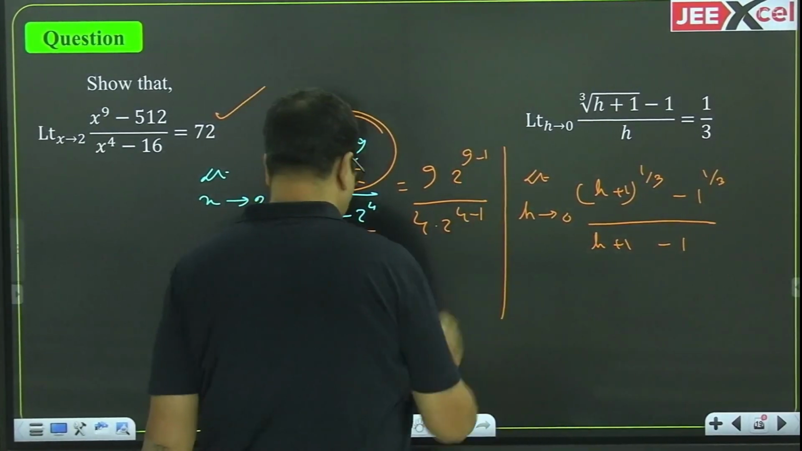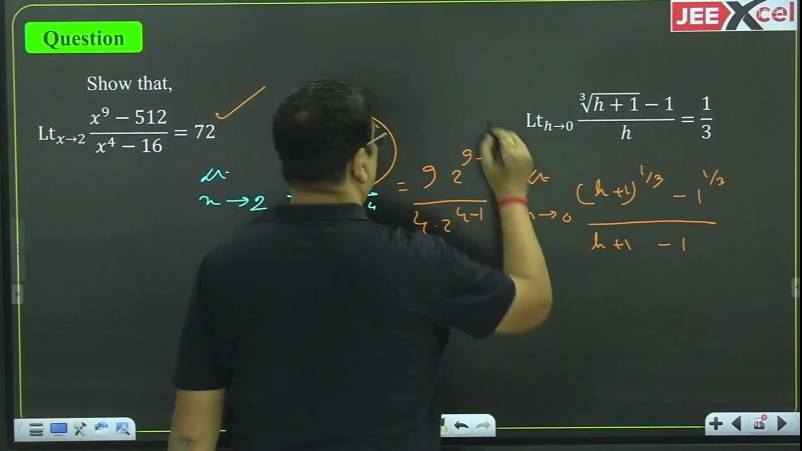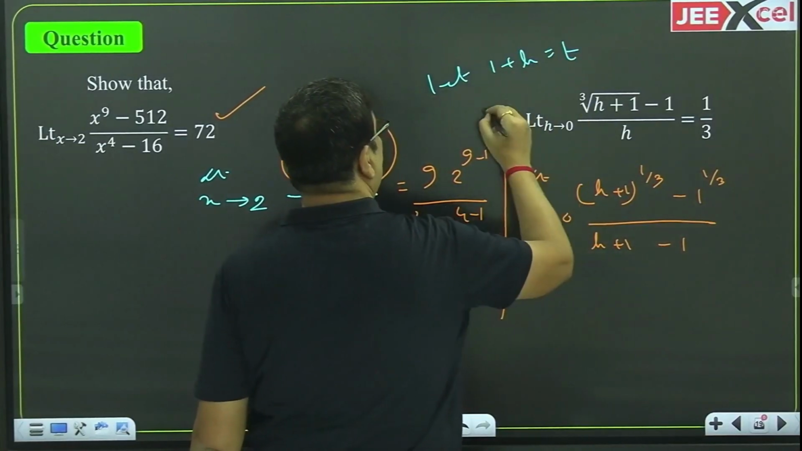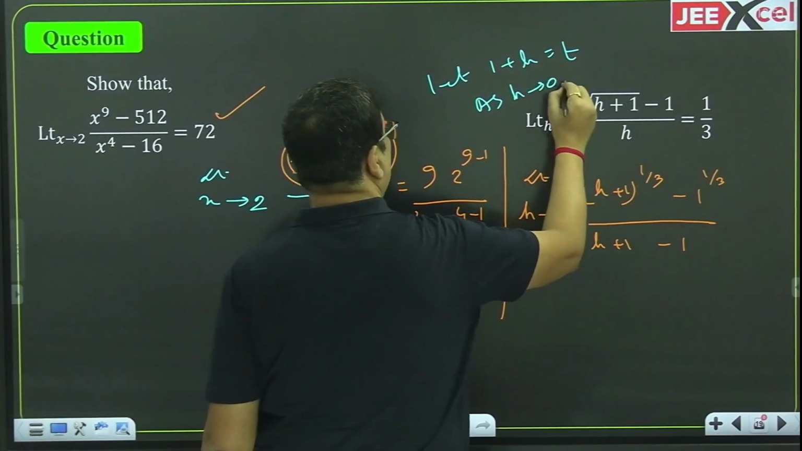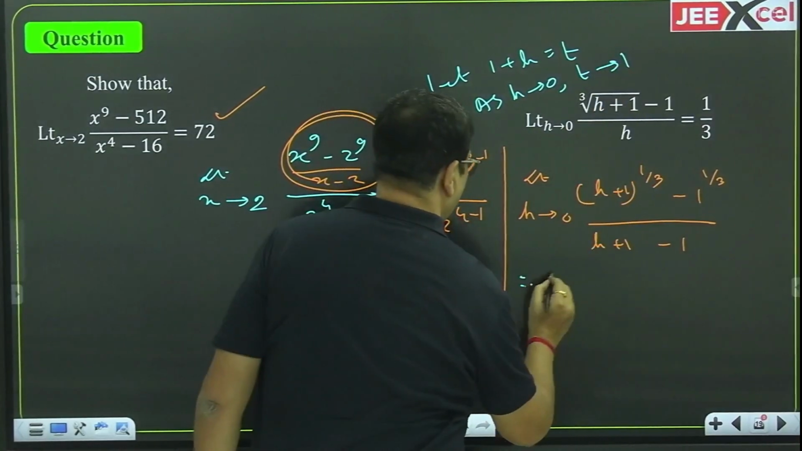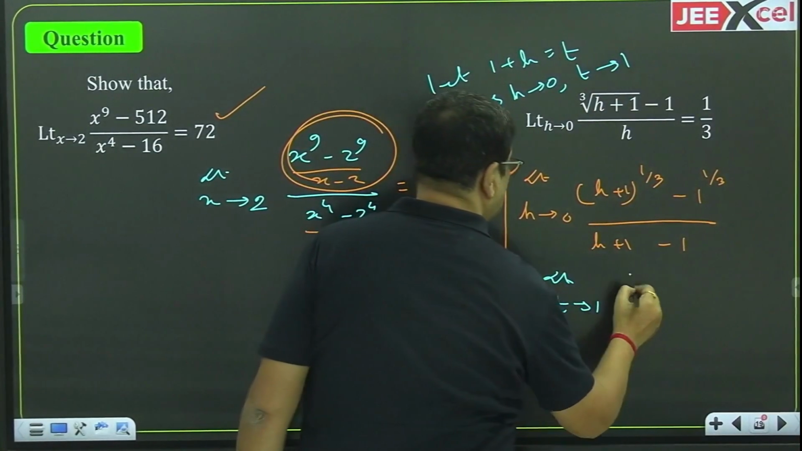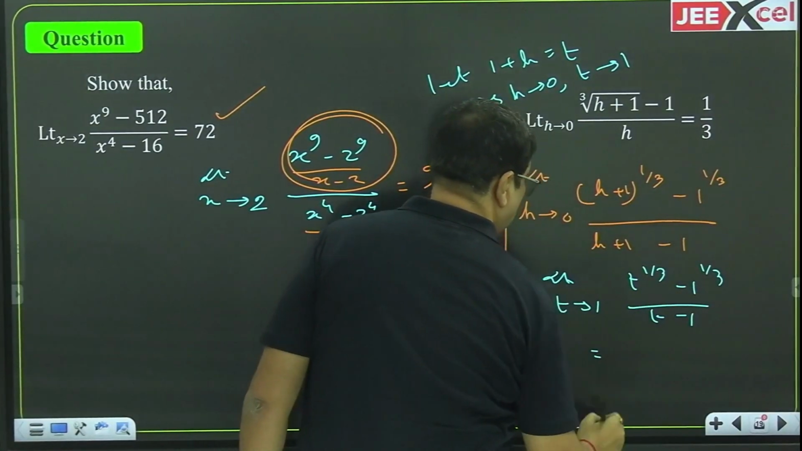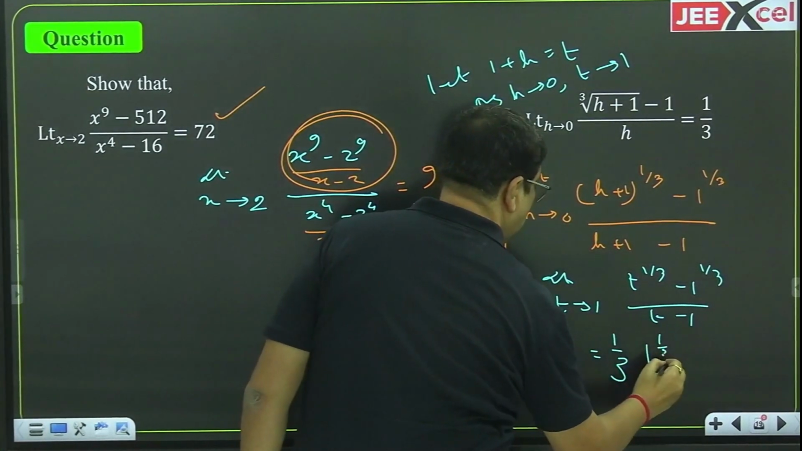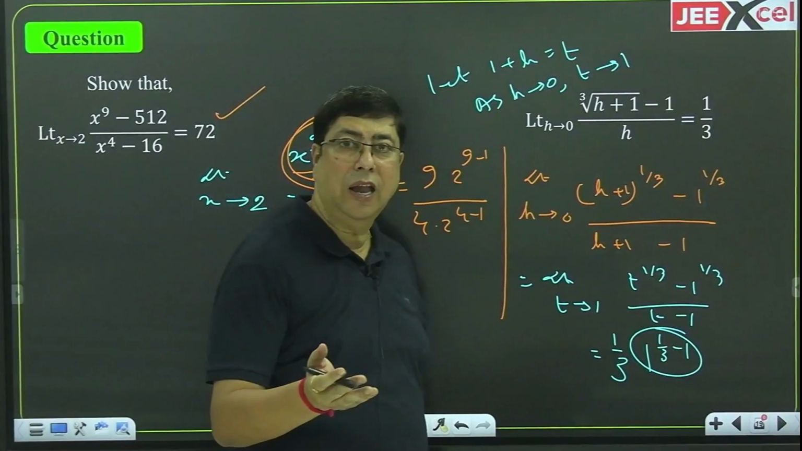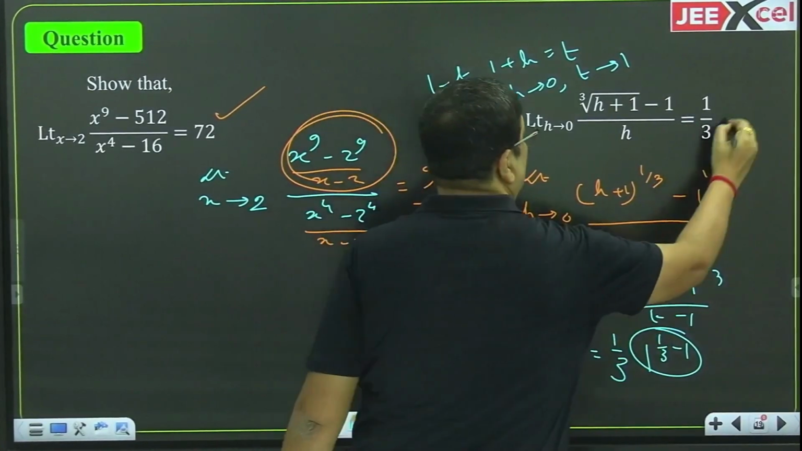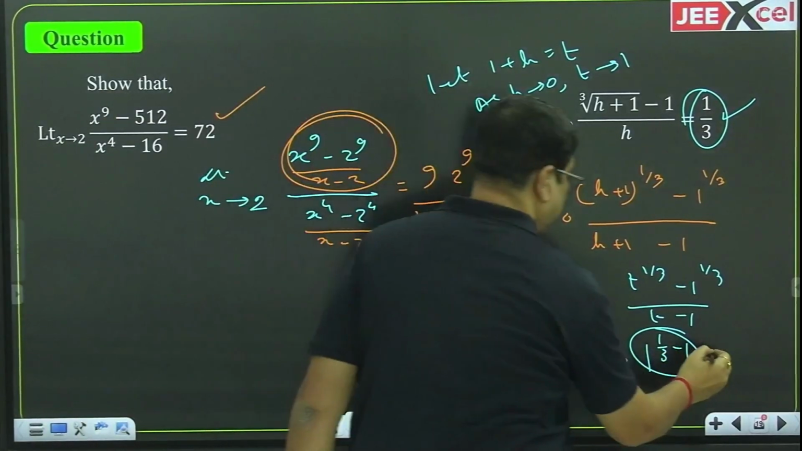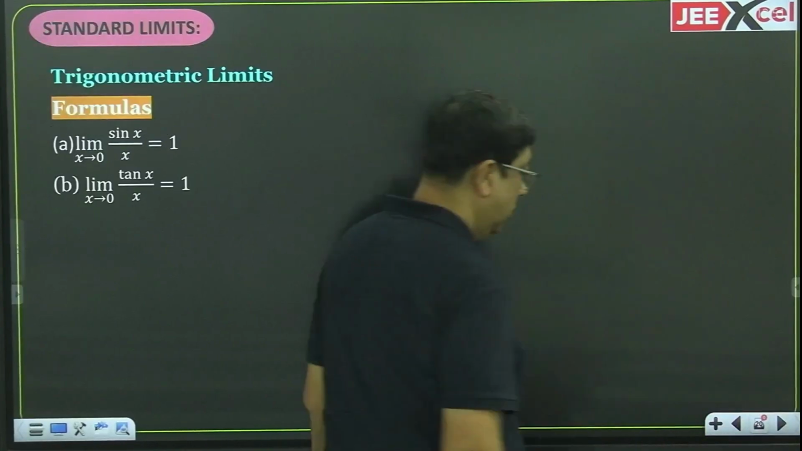So in this case, let 1 plus h equal to t. As h tends to 0, t tends to 1. Therefore we can write this limit t tends to 1, t to the power 1/3 minus 1 to the power 1/3 by t minus 1, that is n a to the power n minus 1. 1 to the power anything is a real number. The answer is coming 1/3. So this is done. Okay everybody? Is it understandable?